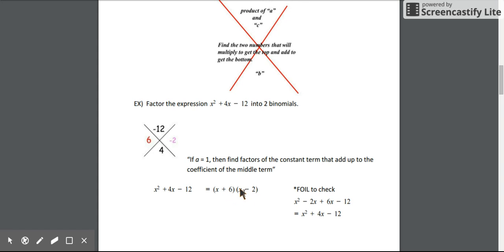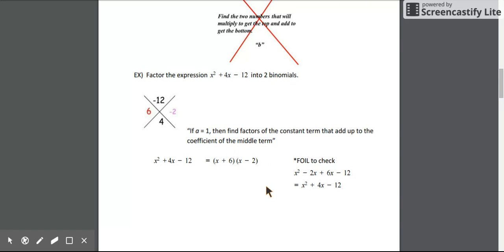It doesn't matter what order you write your binomials. So if you had written x minus 2 in front and then x plus 6, that's all good. You can always check your factoring by FOILing and going back the other direction.